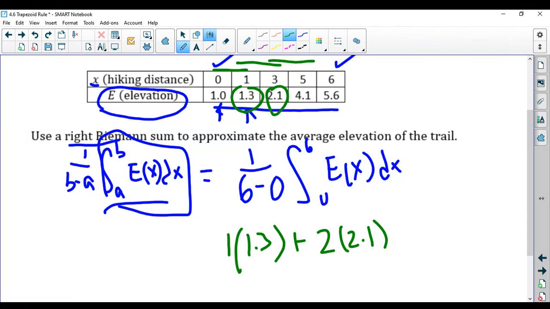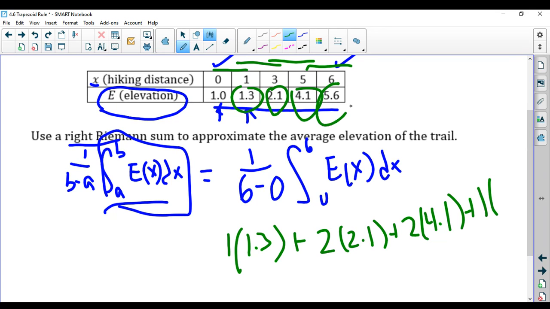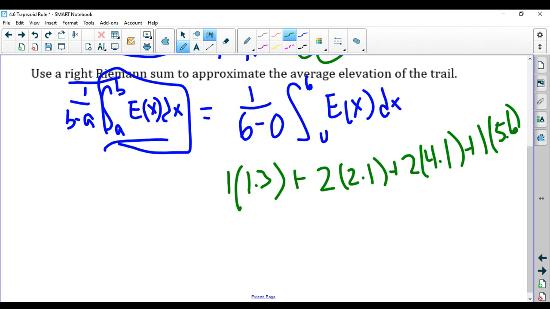Third rectangle is 2. Height is 4.1. And the last rectangle, 5 to 6, is 1. And its height is 5.6. Because we're using right endpoints, going to calculate those. 1.3 plus 4.2 plus 8.2 plus 5.6. Hopefully I'm calculating this right. I got 19.3. Now that's not your answer, because remember, it's asking for the average elevation.